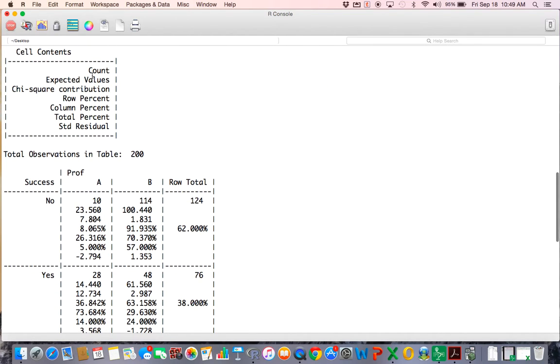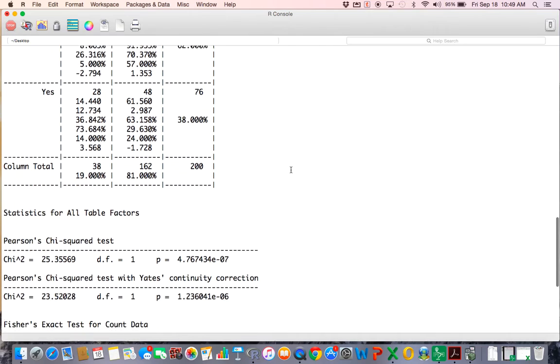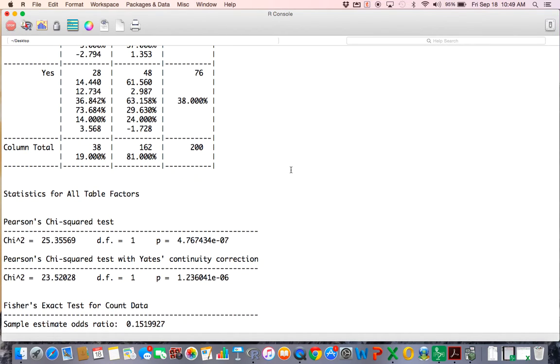Now, you can see that in each cell, what we get are these 7 things. And when I'm looking at something like this, the very first thing that I am going to want to do is go to the chi-square statistic. Now, when I look at this, I get 2 things. I get a Pearson chi-square, and I get a Pearson chi-square with Yates continuity correction.